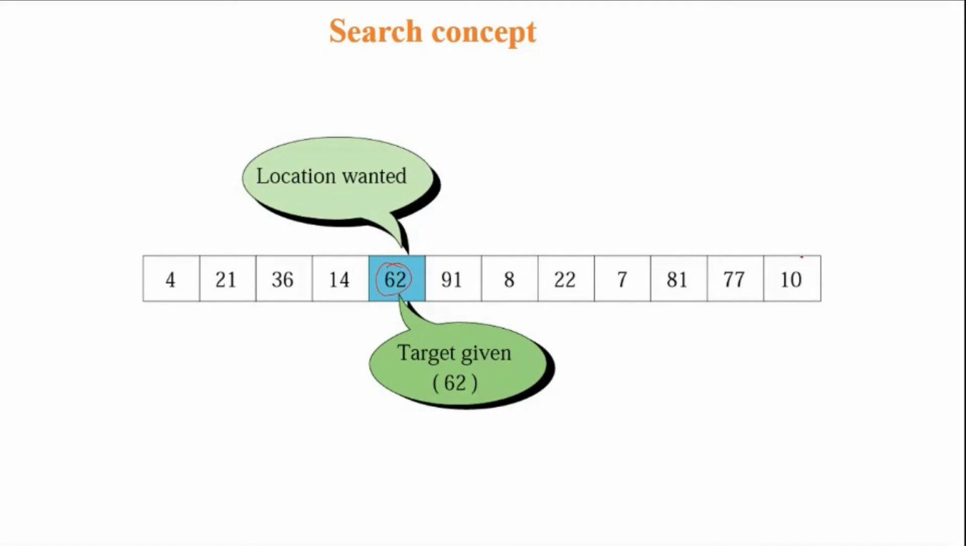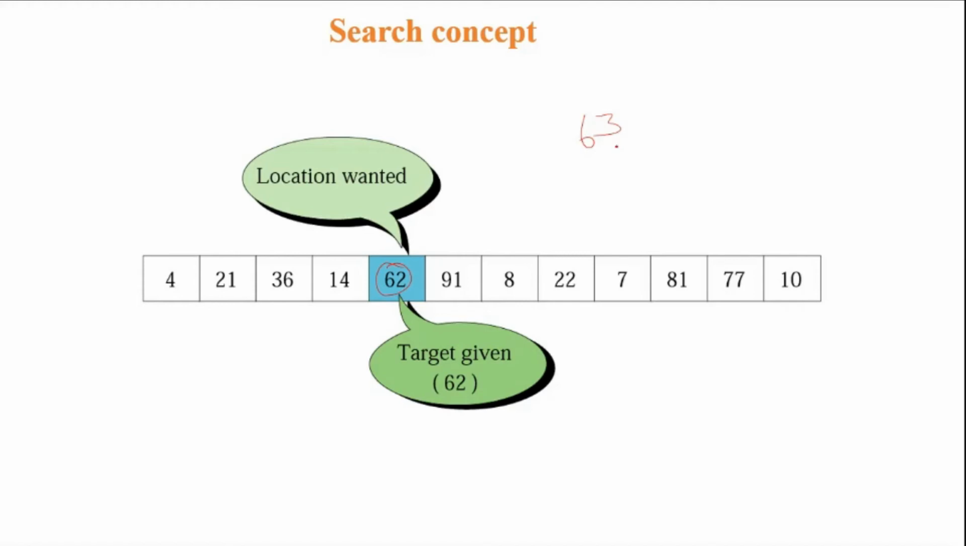And once we reach the end of this list of items, the last item, and we check whether 62 is present, and if we don't find it in any of the list, that is, if we have to find 63, say, here we want to find 63.